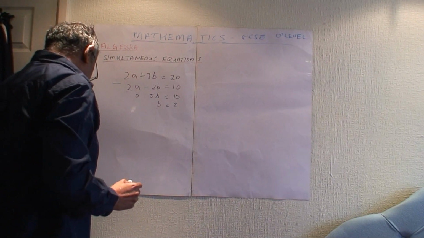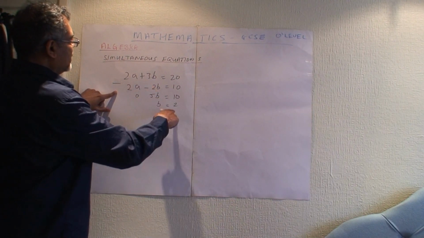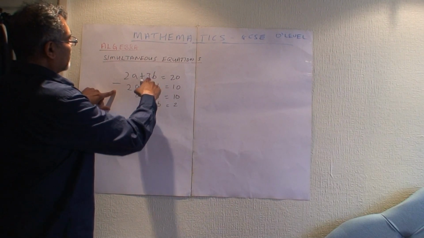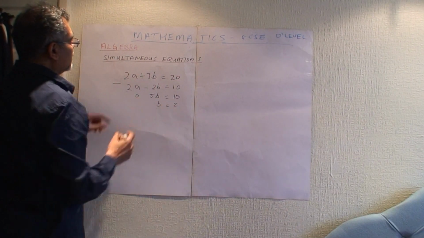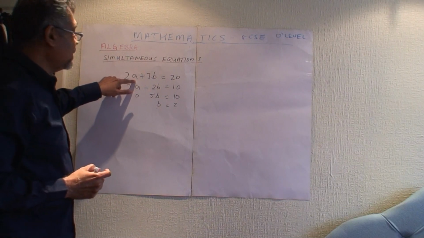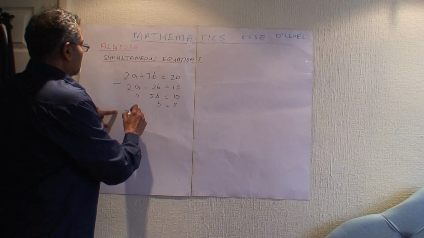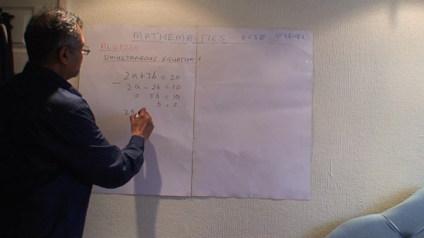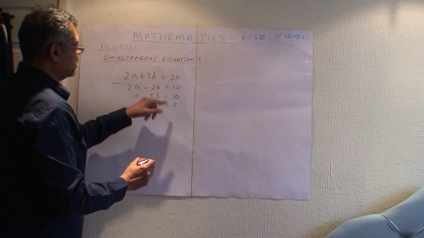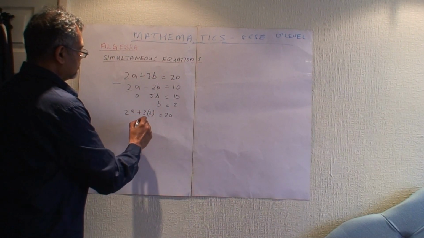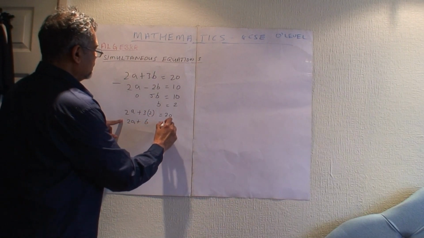Okay, right, so we know that b is 2, then we can substitute the b here. We want to find the value of a. What is the value of a? All right, so it's 2a plus 3 multiplied by 2, that's b is 2, equals 20. So that's 2a plus 6 is equal to 20.